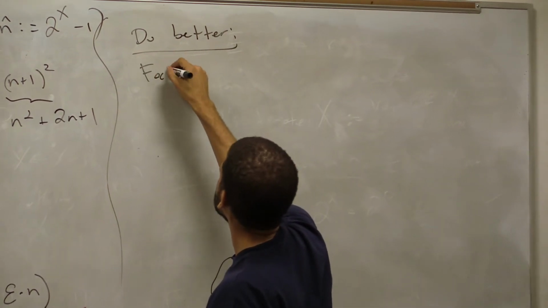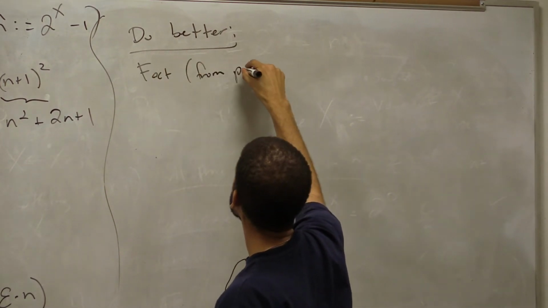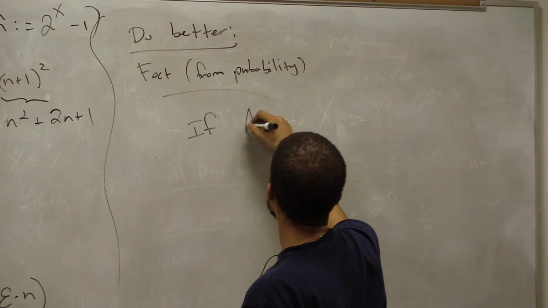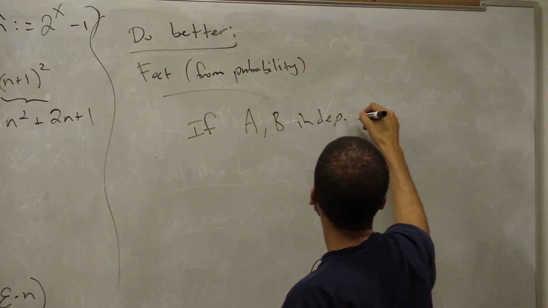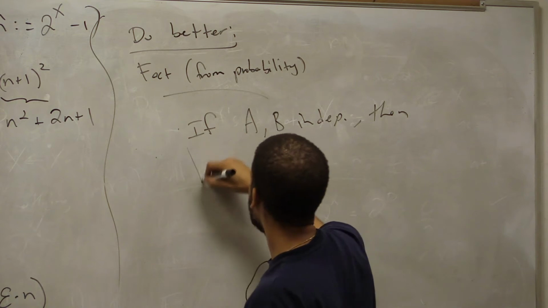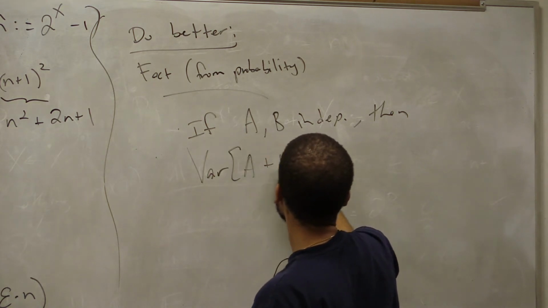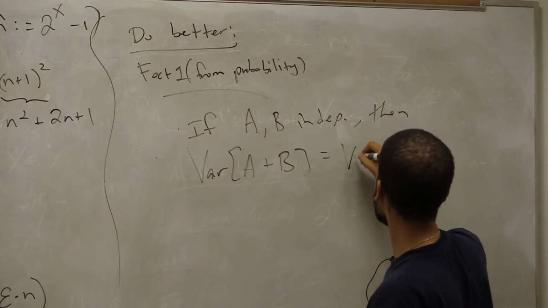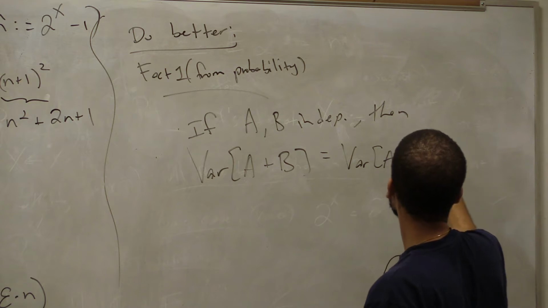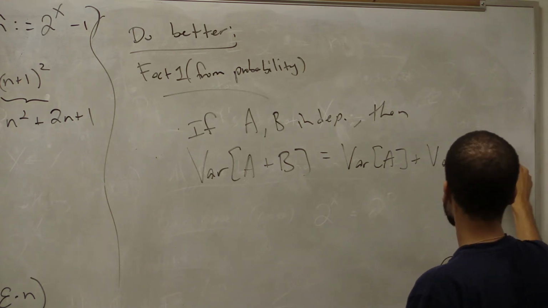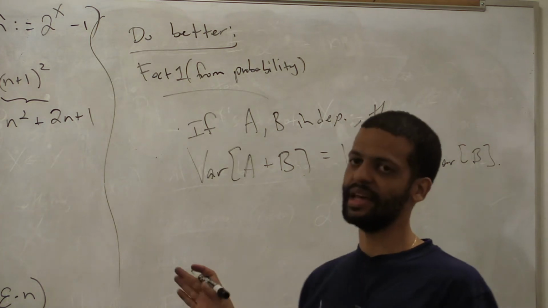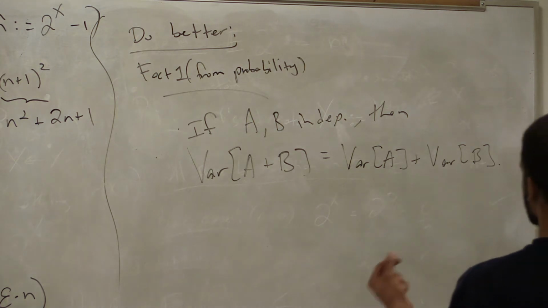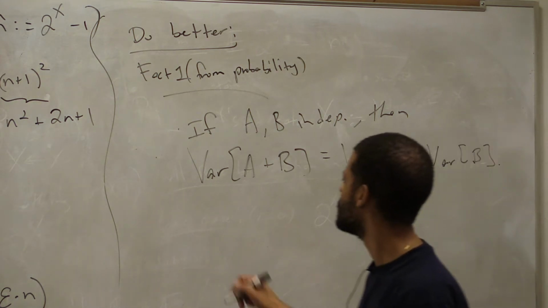So a fact from probability, maybe you've seen it in 170: if A and B are independent, then the variance of A plus B, so this is fact 1, is the same as the variance of A plus the variance of B. Unlike linearity of expectation, you can only say that the variance of the sum is the sum of the variances when they're independent.